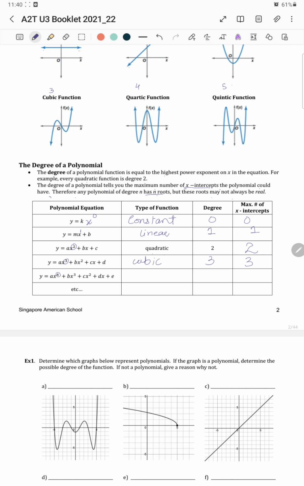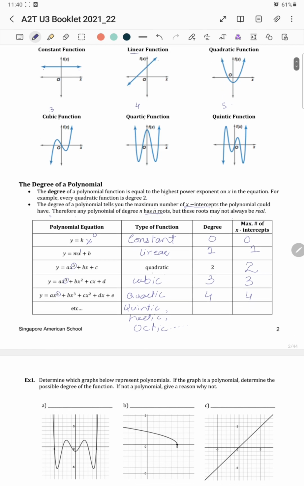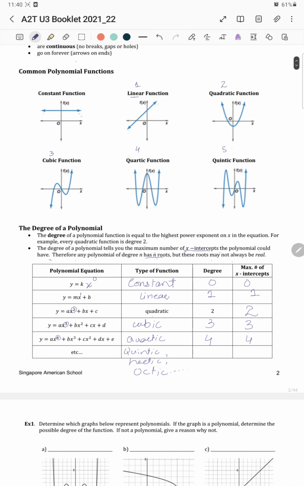Degree of the function is 4. It is called quartic. Degree is 4 and x-intercepts are 4. And the next would be quintic or heptic or octic and furthermore. So you can see that in the constant, this is the graph of a constant function.